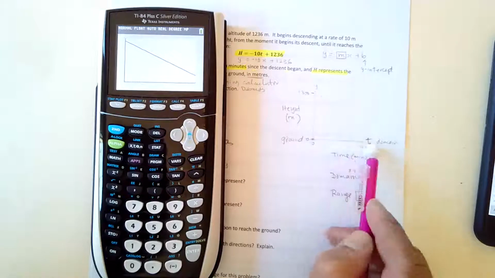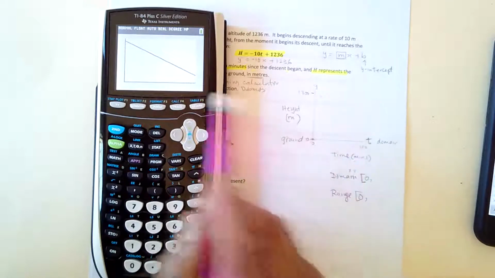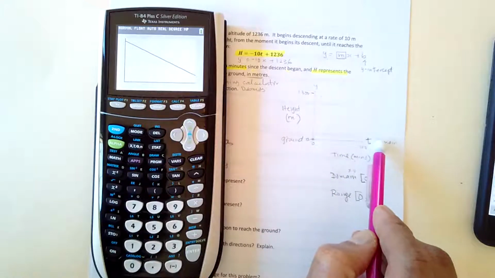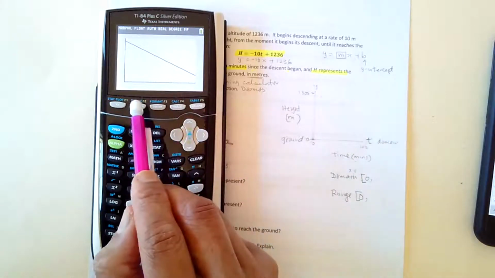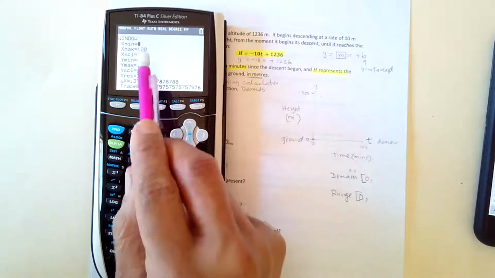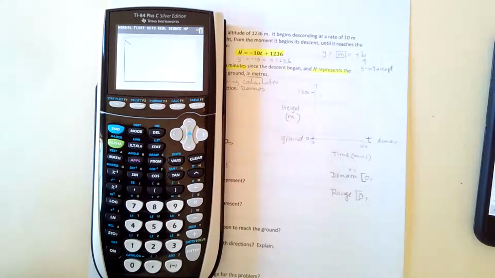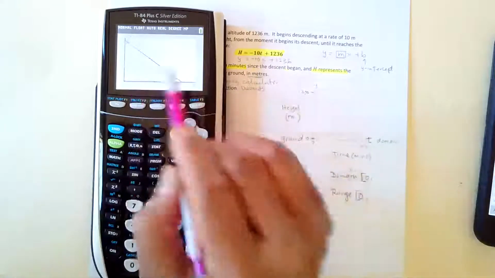Notice I didn't extend enough on my time. So I have 100 here. So this balloon will intercept the y-axis beyond 100. So now I have to go to my window and change that. Maybe put 150. There you can see your graph. Now we need to find our y-intercept and x-intercept.